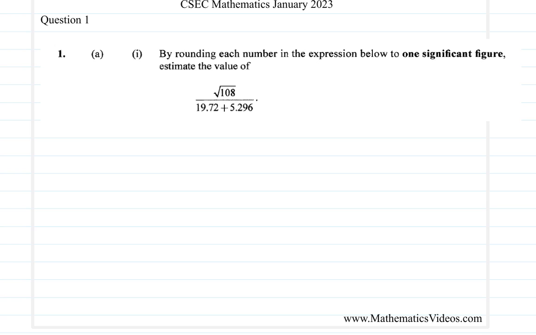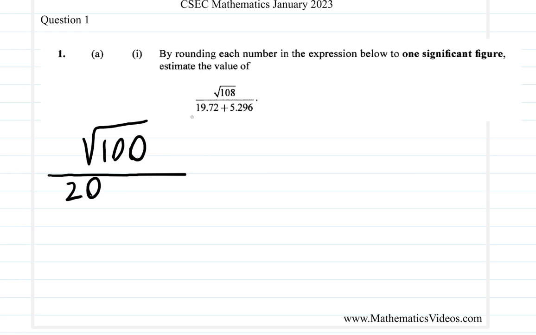Now, you have to remember how to write significant figures. If you don't, just make a comment and I'll point you to that particular topic which I recorded. To one significant figure, you're going to estimate the value. You see the square root of 108, that is to 3 significant figures. To one significant figure, it would be 100 divided by, this now would be 20. To one significant figure, 19.72 would be 20, plus, to one significant figure, this would be 5.